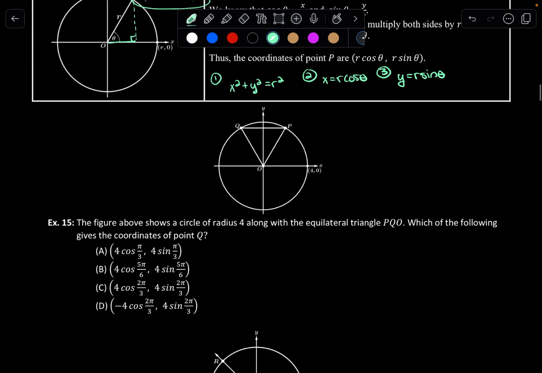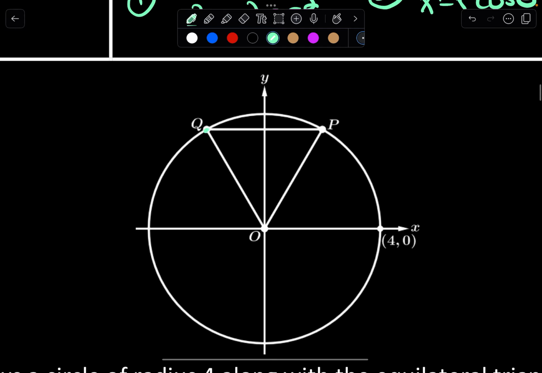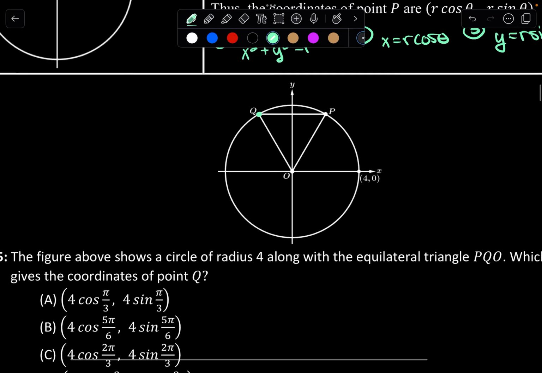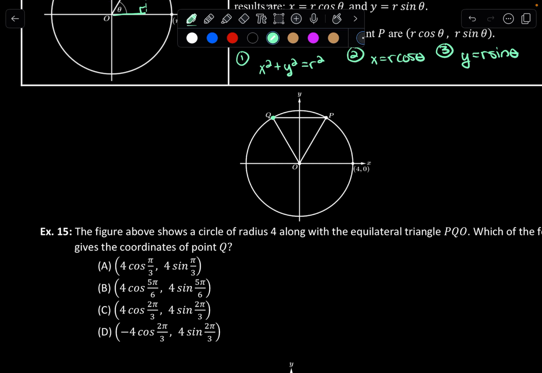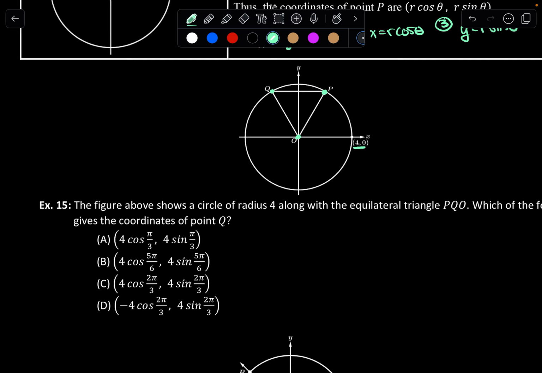So example 15 says the figure above shows a circle of radius 4 along with the equilateral triangle PQO. Which of the following gives the coordinates of point Q? All right, so point Q, we're going to be in quadrant 2. Point P is in quadrant 1, and then O is going to be on the origin. And it looks like we have a radius of 4.